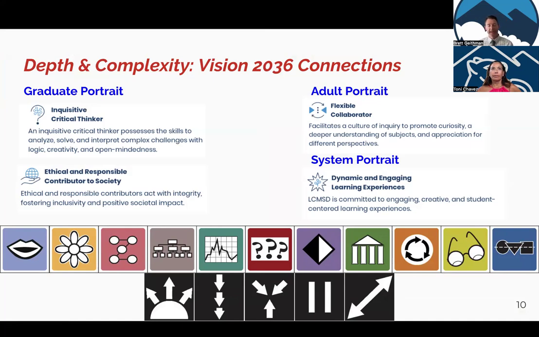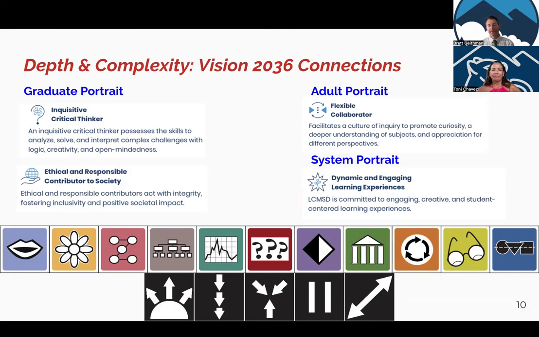So by implementing the icons, they automatically increase the engagement and then the ability to, I'm going to move to the adult portrait now, collaborate with one another. And so creating those flexible structures for collaboration are essential inside of our classrooms, and the icons really support that. When we think about the graduate portrait, we have two elements that we really zoom in on: inquisitive critical thinker and ethical and responsible contributor to society. So as you've seen with the introduction of the icons, there's a number of icons that really push to those greater ideas of ethics, and then also how it implements or impacts the greater good of society.